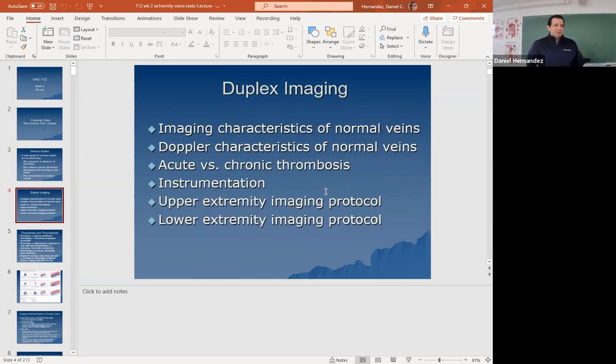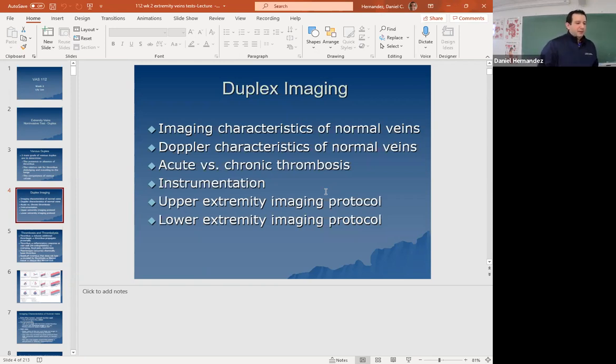So with duplex imaging, it's important to know the imaging characteristics of normal veins, the Doppler characteristics of normal veins. What I mean by Doppler characteristics: is it a central vein like the subclavian or innominate? We know that those should be very pulsatile because of their proximity to the heart. Does it exhibit normal flow characteristics? Do we see respiratory variation? Do we see continuous forward flow?